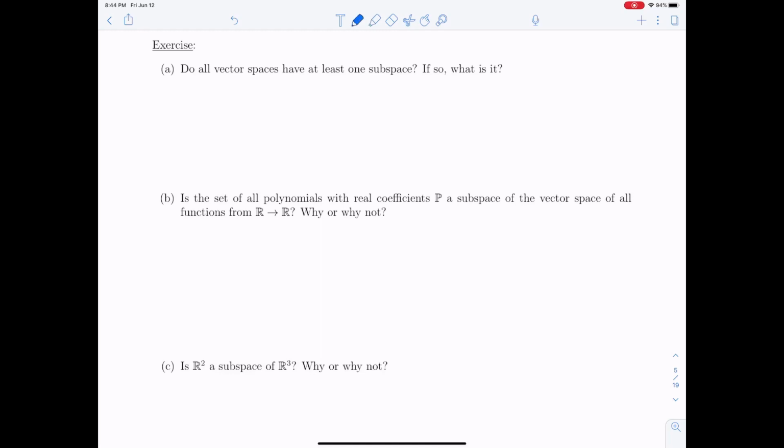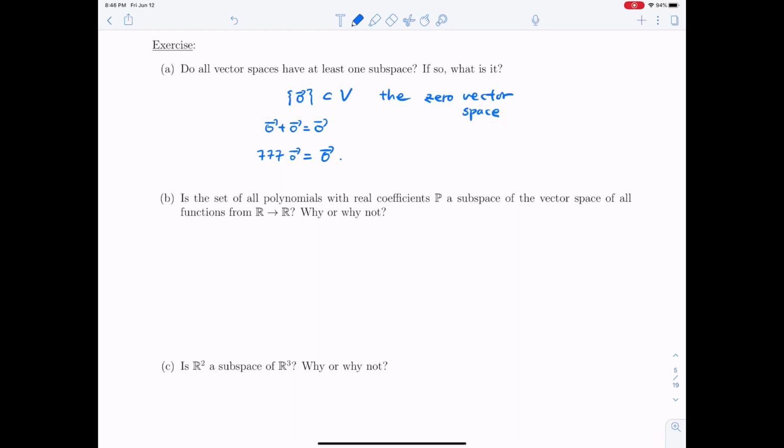So let's begin with the first problem. All vector spaces have at least one subspace, right? Which is given by the zero vector space. Indeed, it contains the zero vector, and it is closed under addition. And whatever number you multiply, say 777, into 0, it will still give you 0 as well. So the zero vector space is always a subspace for any vector space.